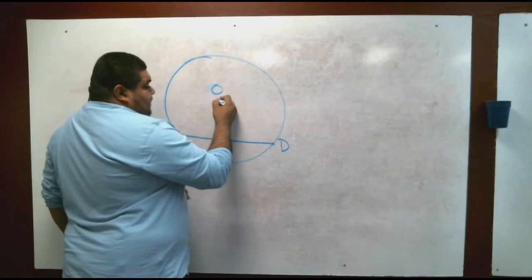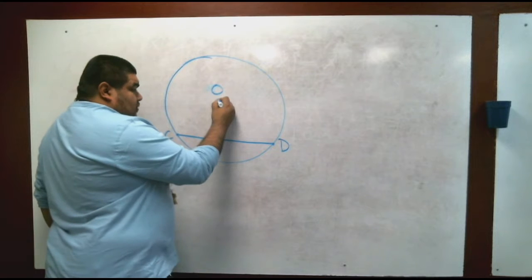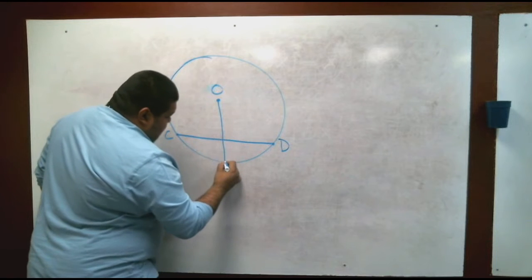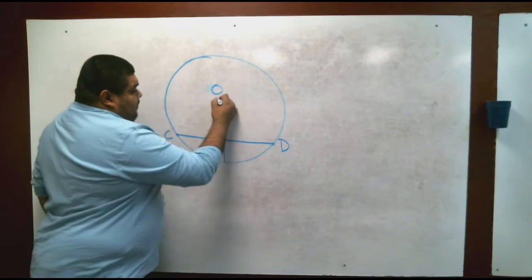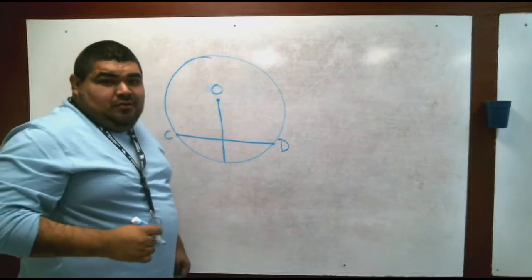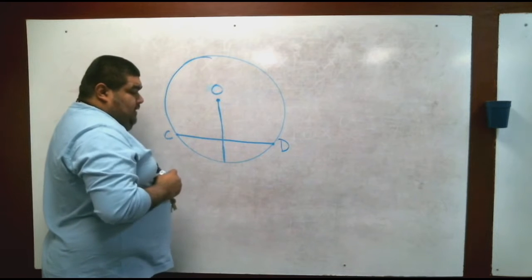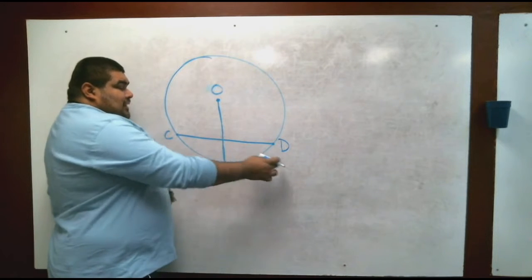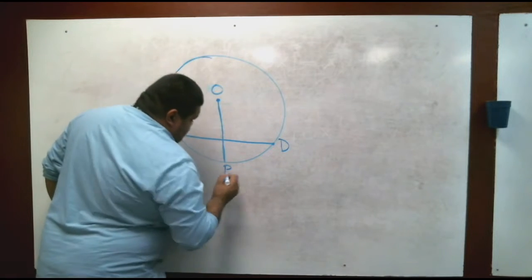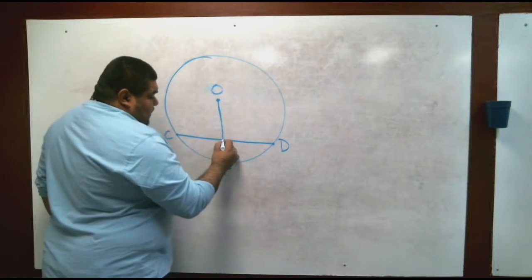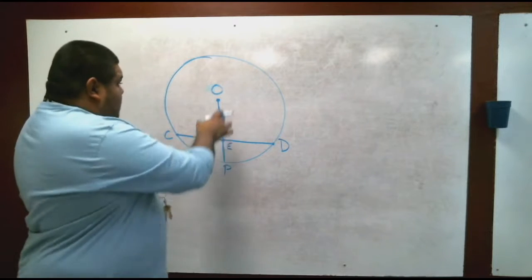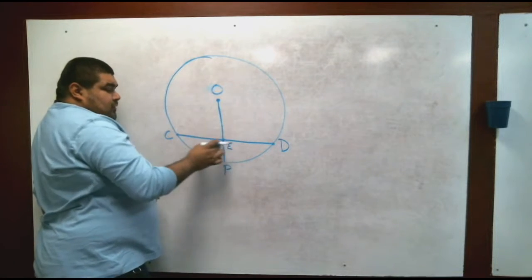We also have a line that goes from the center all the way to the outer side. Remember, when the line goes from the center of the circle to the outer side of the circle, it's called the radius. Line CD intersects O and P. We're going to call this intersection here E. So OE intersects CD.